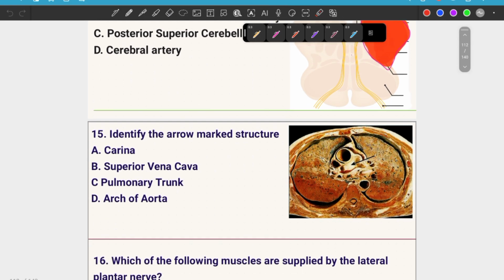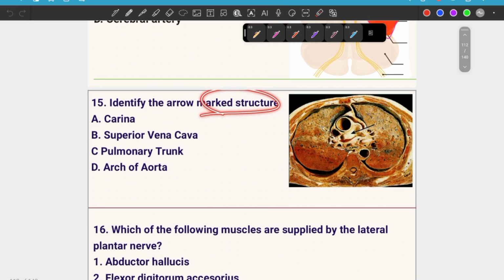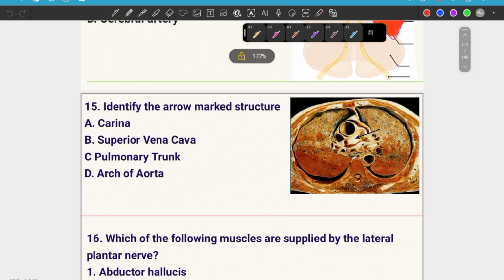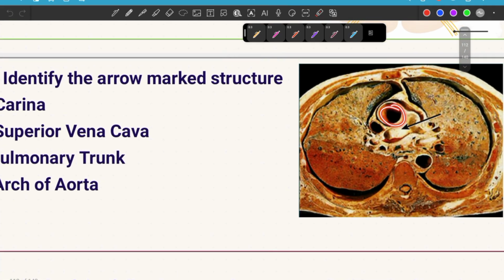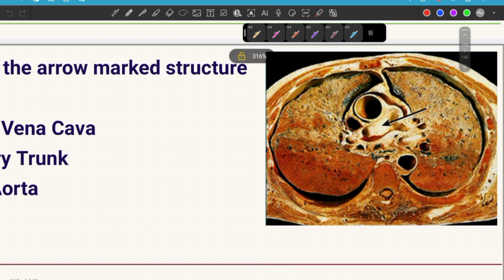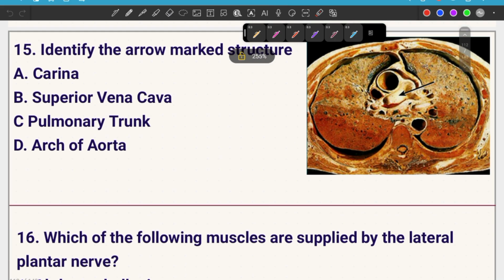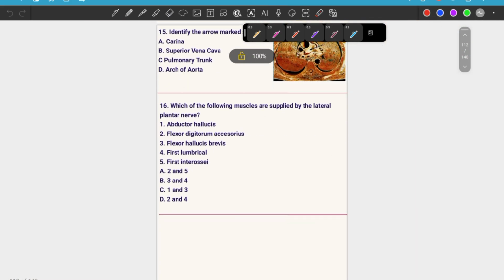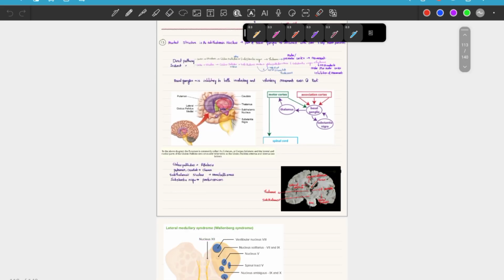Identify the arrow marked structure. This is the aorta, but they have marked this one. What is this? Pulmonary trunk. Okay, option C. You can see other structures here.